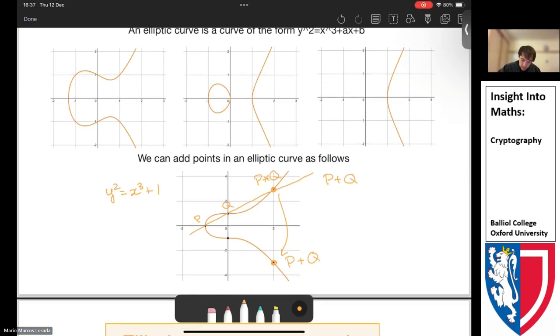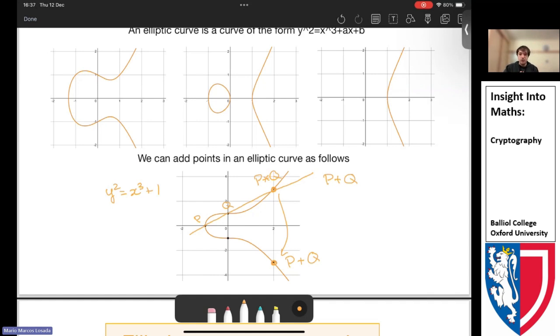So that is essentially it: we have 2 points P and Q, we draw the line between them, and that gives us a third point. Now we reflect it, that gives us a fourth point, and this fourth point is what we call the sum. Now, what is all this nonsense about sum? Well, it turns out that this satisfies the properties that we expect addition of numbers to satisfy.